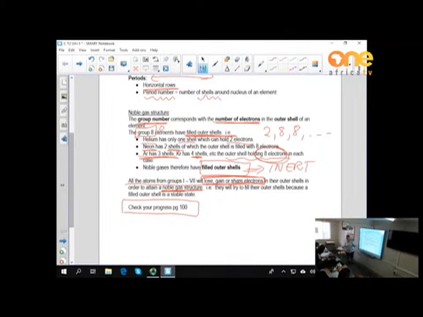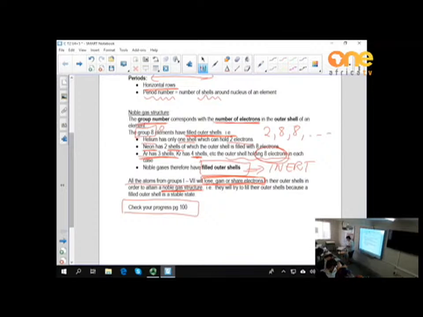When is an element unreactive? When it has a filled outer shell. So either 2 if it's helium, or 8 if it's any of the others. So it would be element D, 2, 8, 8, which would be a noble gas structure, unreactive.